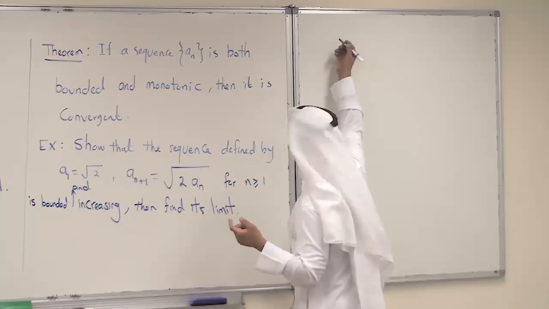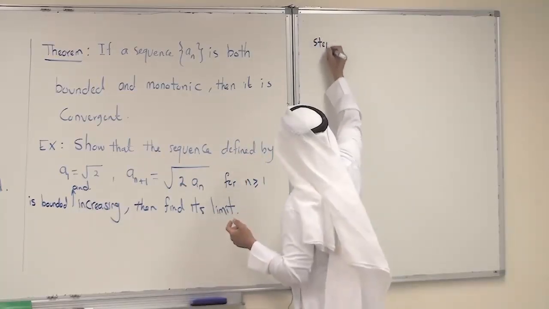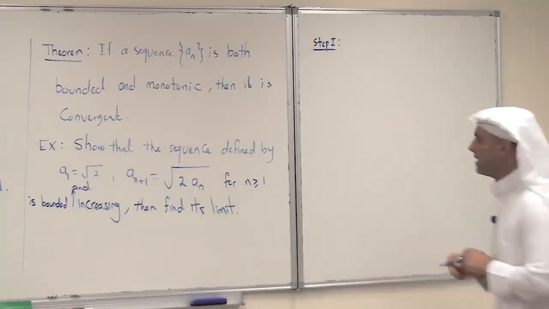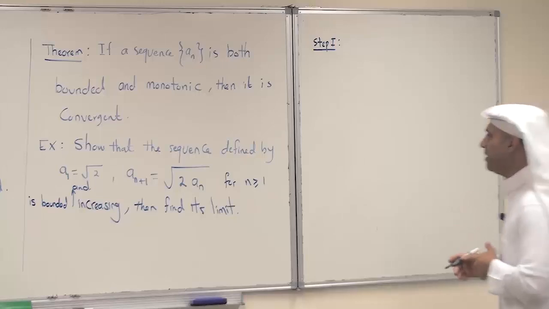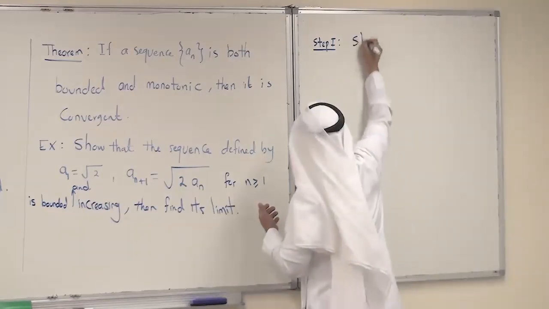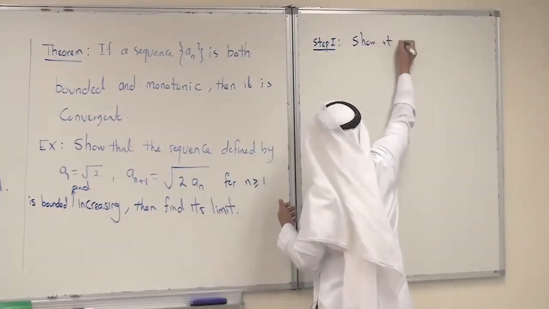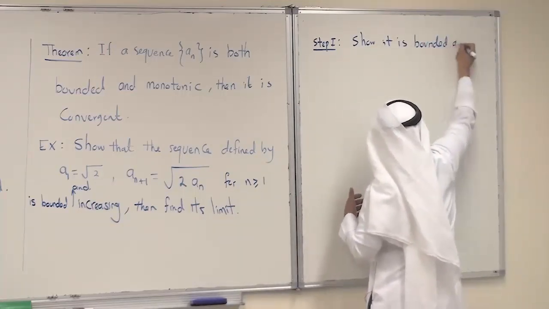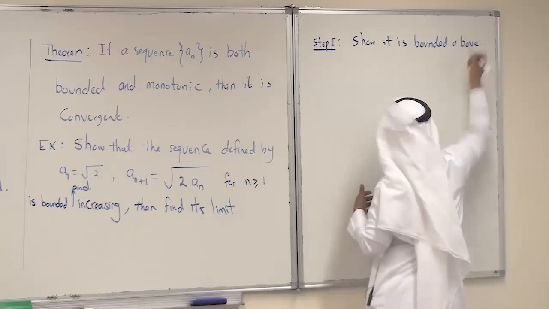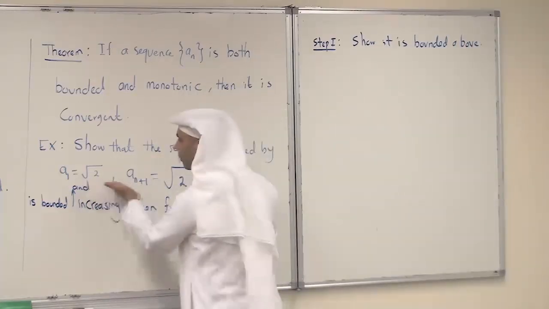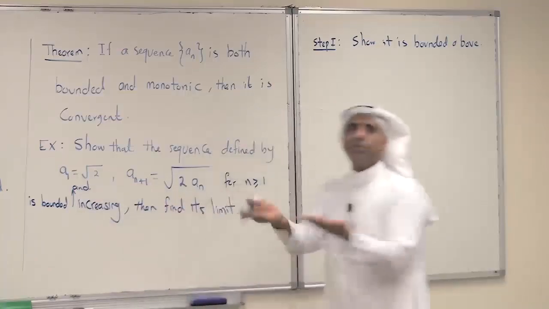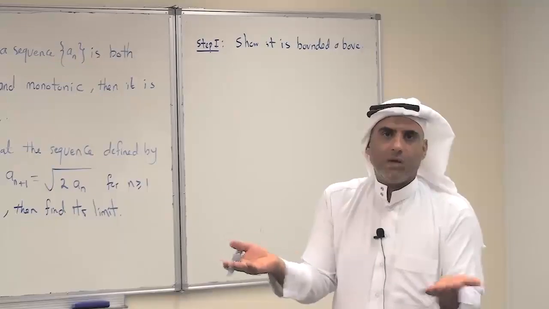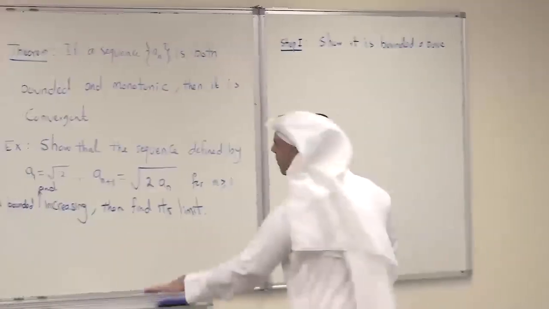Why is this sequence bounded? Step number 1, we need to show it is bounded, and then we will show it is increasing. How to show it is bounded? I will show it is bounded above, because clearly this sequence is a sequence of non-negative numbers, so it is bounded below by 1, let us say, or by 0 at least. So for the lower bound we don't care.